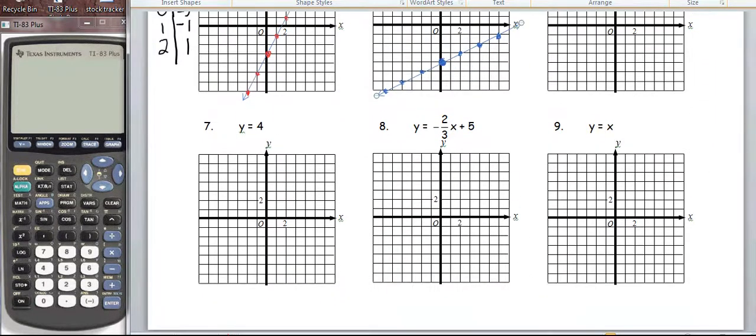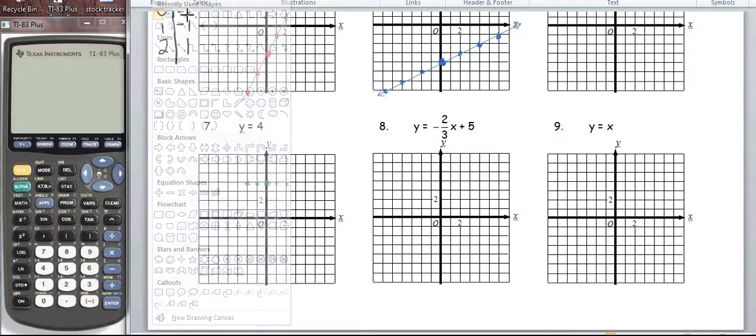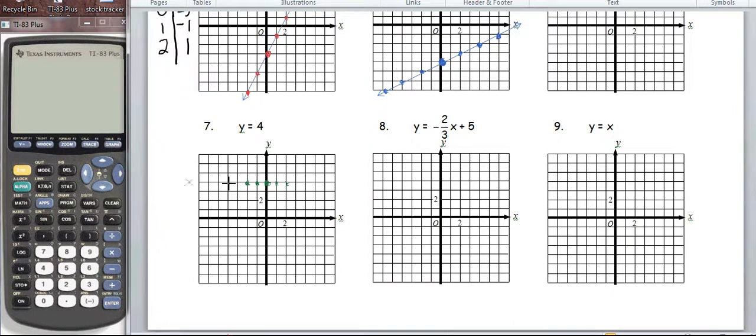7. And if I do number 7, the unique thing about this is whatever point that I plot, the y value has to be 4. So I can go up here, 1, 2, 3, 4, and I can put my point right there. And since we know that y always equals 4, I can just keep putting points on that line. So remember, y equals, and then only a number, no x, will give you a horizontal line.